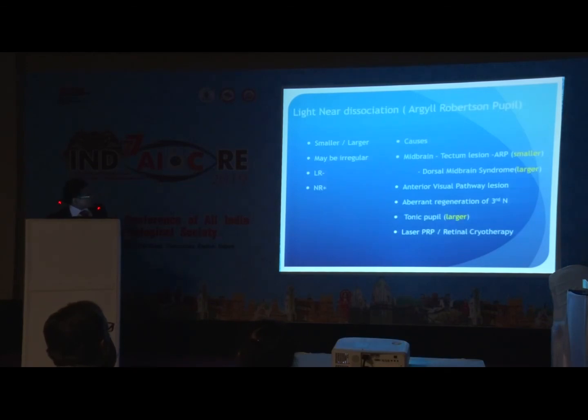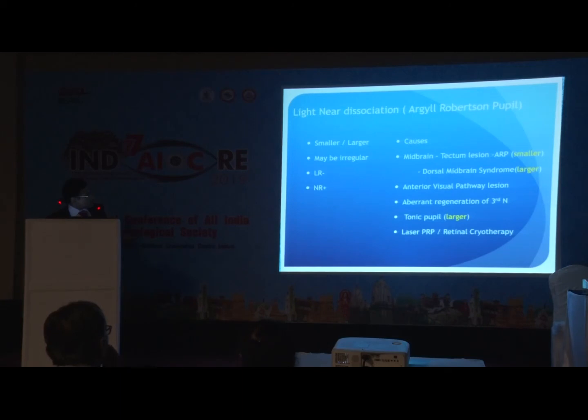Then you have the light-near dissociation, usually called the Argyll Robertson pupil. Now, Argyll Robertson pupil can be smaller or larger, so sometimes it is a bit confusing depending on the cause. If it is a typical midbrain lesion, it is smaller, while in dorsal midbrain syndrome the pupil may be larger. So the light reaction is absent, but near reaction is present. The size can vary in Argyll Robertson pupil depending on where the lesion is.